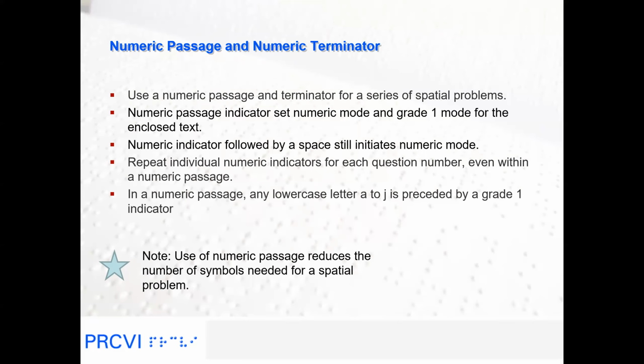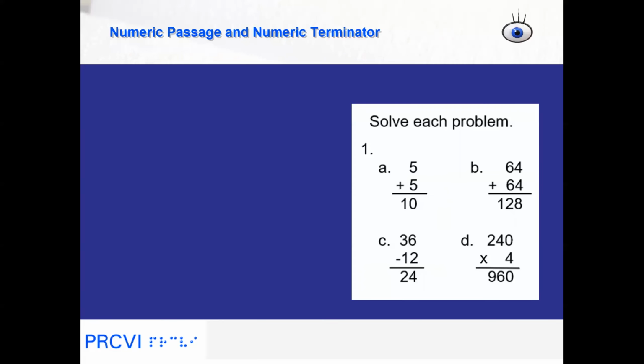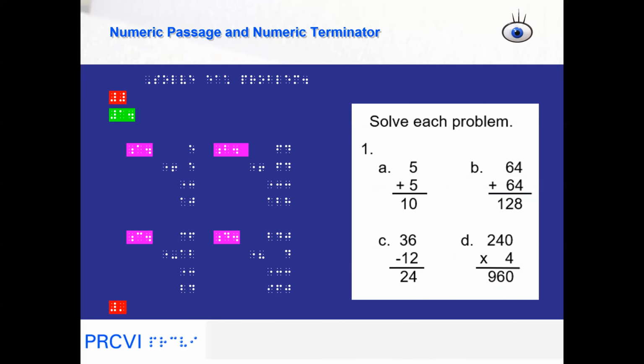Let's look at some of the examples. In this example, "solve each problem" is in cell 1 because it is an instruction before an itemized material, followed by the numeric passage indicator in cell 1. Since this has a series of spatial problems, I am using the numeric passage indicator. Followed on the next line is the item number. Notice that the numeric indicator is added before number 1. It's followed by a blank line.